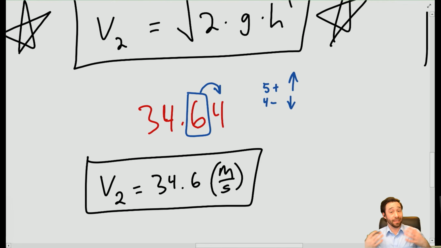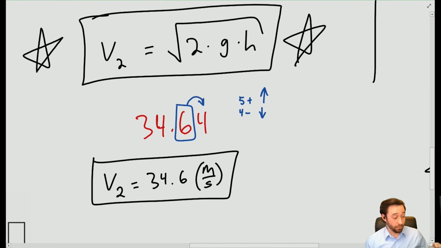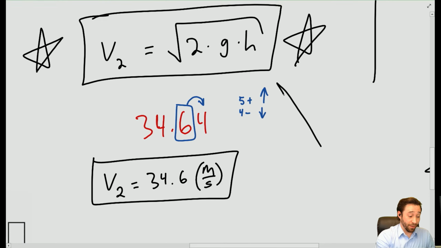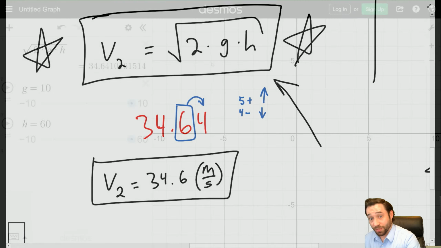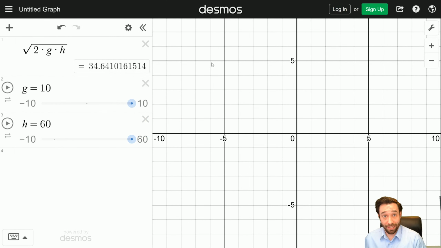Now I know, again, this is probably a little long-winded, but on the assessment, this is where you start. I know this is my equation. I plug the numbers into Desmos just like this, get the answer, and I round properly. That's it. Okay?